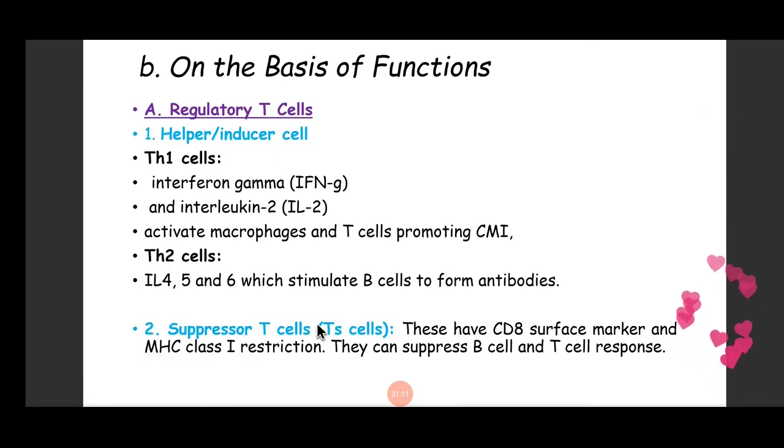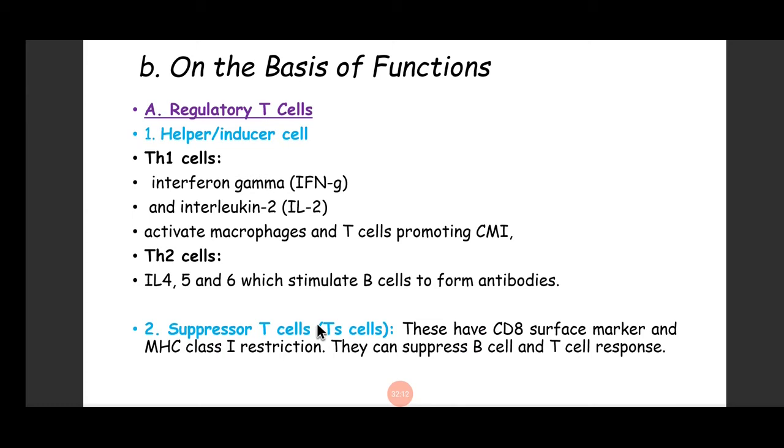Among the regulatory T cells, helper cells are of two types, Th1 and Th2. Th1 secretes interferon gamma and interleukin 2, which activate macrophages and T cells, promoting cell-mediated immunity. T helper 2 secretes IL4, IL5, IL6, which stimulate B cells to form antibodies. So Th1 will promote cell-mediated immunity, and Th2 will promote production of humoral antibody by different kinds of cytokines. Th1 will release interferon gamma and IL2, and Th2 will release IL4, IL5, IL6, which will stimulate B cells.